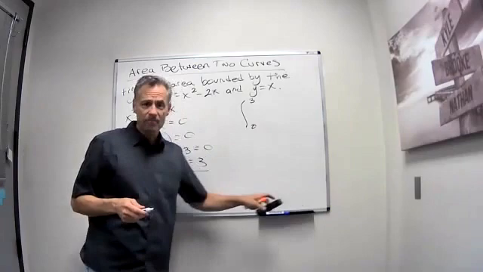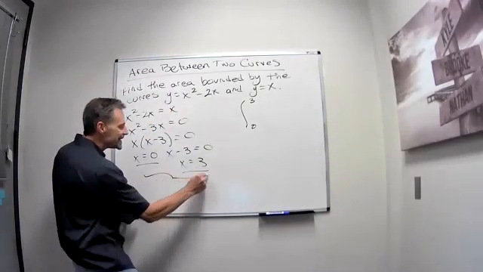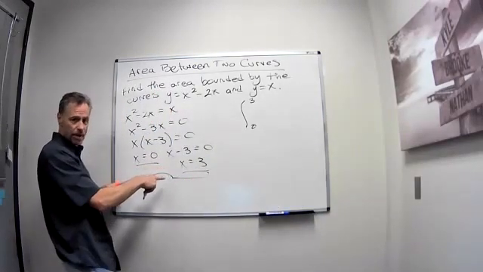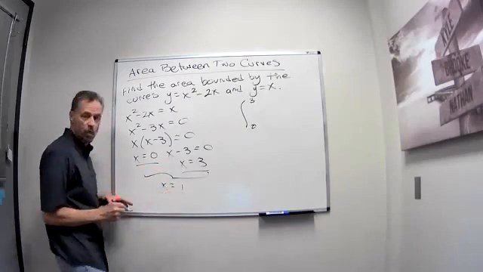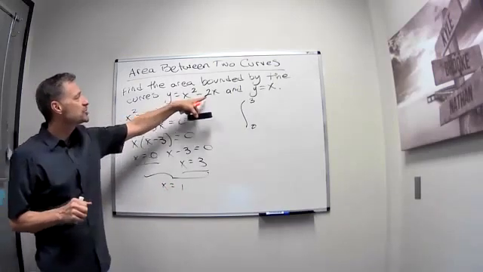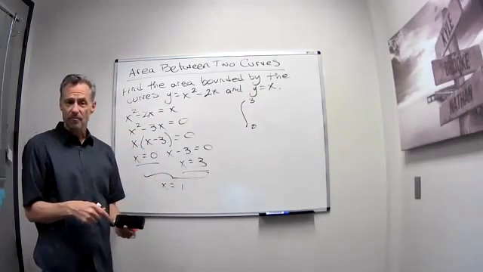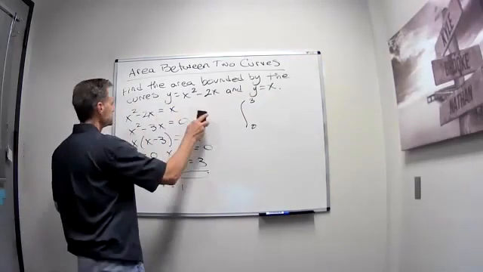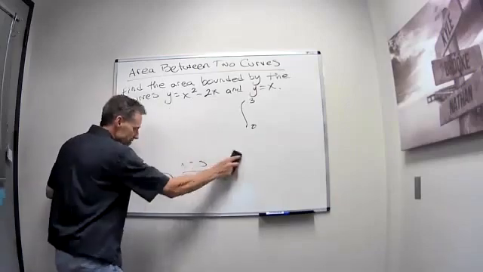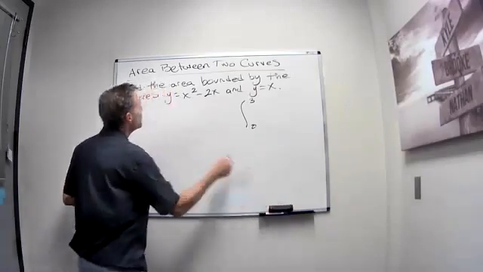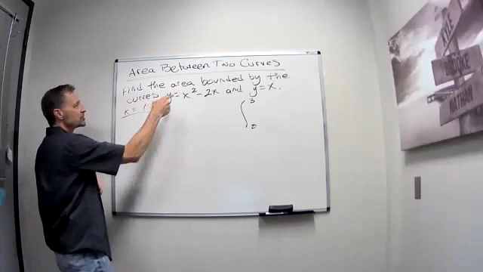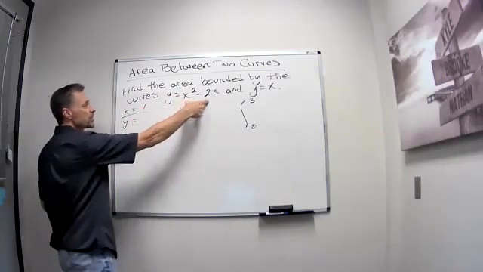How do we figure out the top function? Pick any number in between these two numbers. Let's pick, say, x equals 1. I'm going to plug it into my two original functions. The larger y value is my top function. So let's do that. We'll take that x equals 1 and plug it in to this first one, y equals x squared minus 2x.